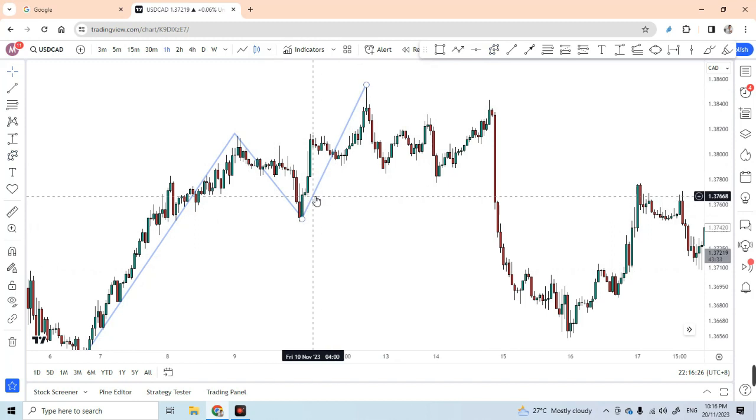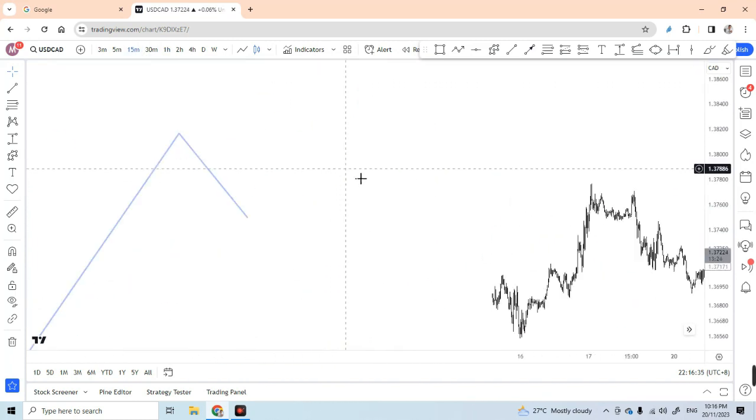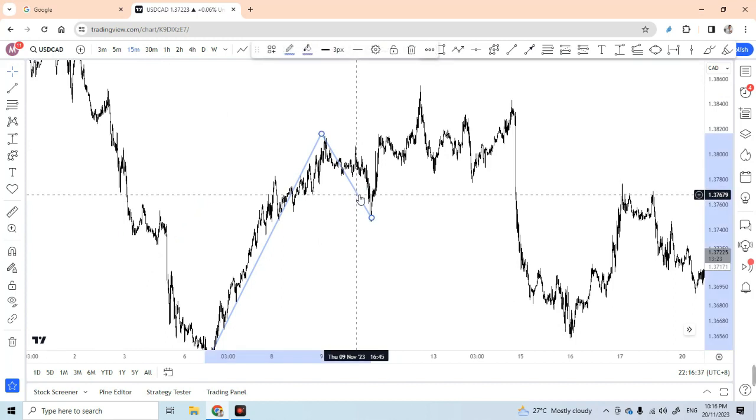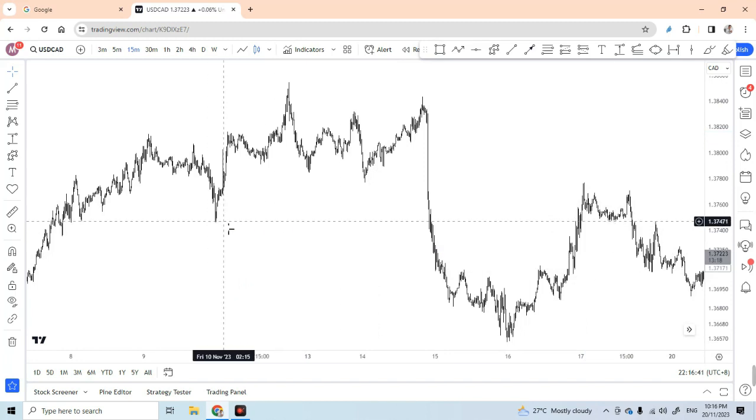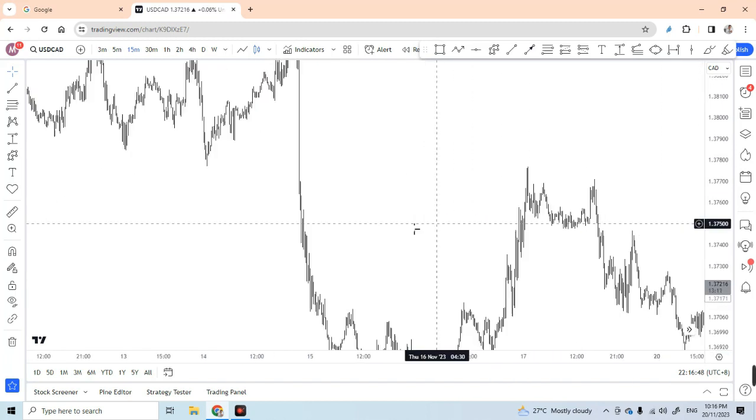So you actually need to go into a lower time frame. For example, from H1, I usually go to M15. If you go to M15, you will have another structure right here. This is one structure, an important low. Now let's look at this M15.